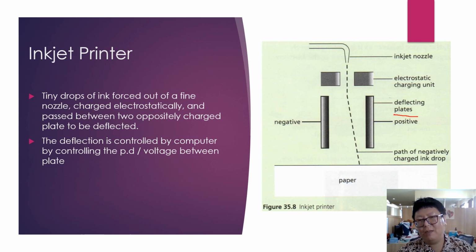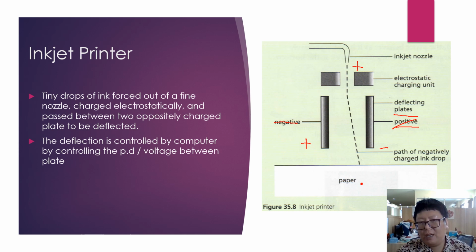So if the ink must go to the right side, for example the ink is positively charged, and you want to move the ink to this side, the paper, what should the computer do? The computer will control this voltage. Then this plate will be negative, not positive anymore, so it attracts the ink closer to the plate, and this one will be positive. How much the deflection is depends on the amount of charge, controlled by the computer.